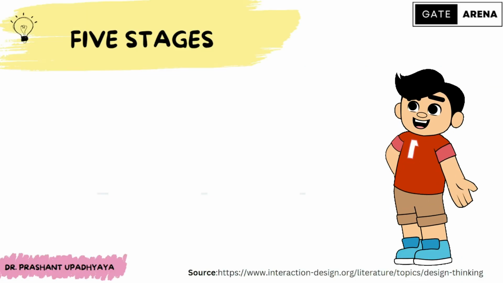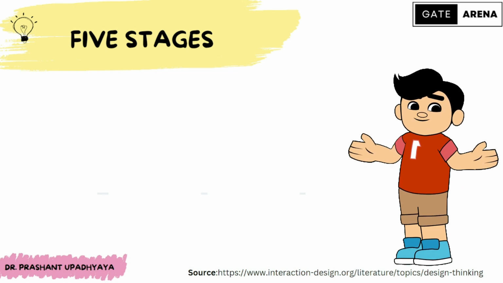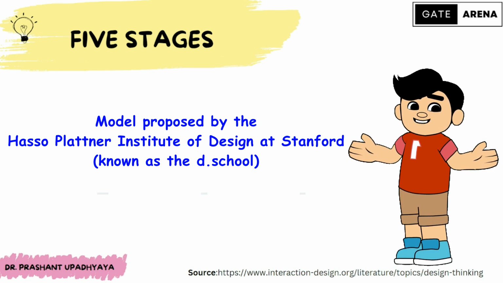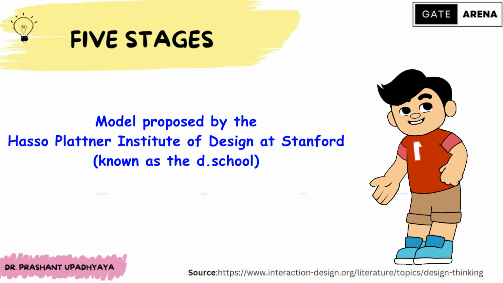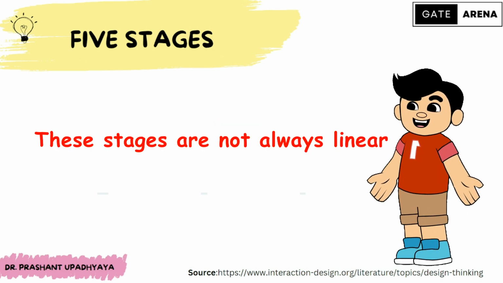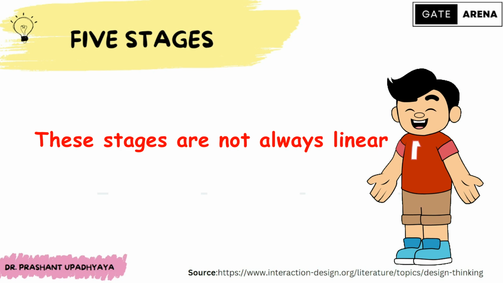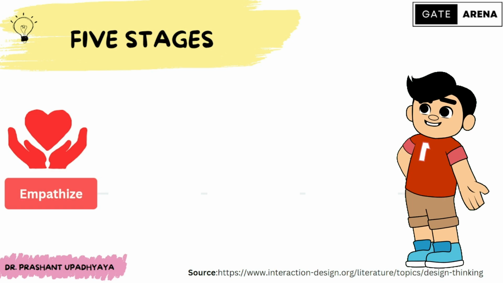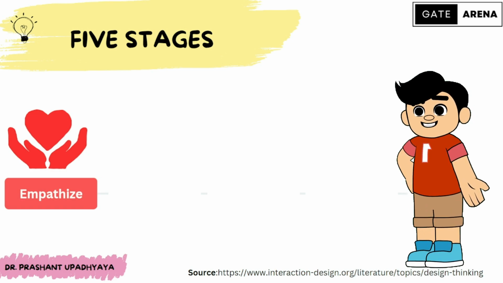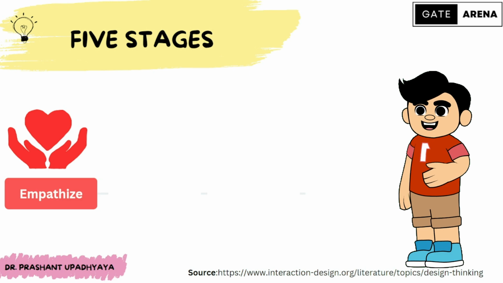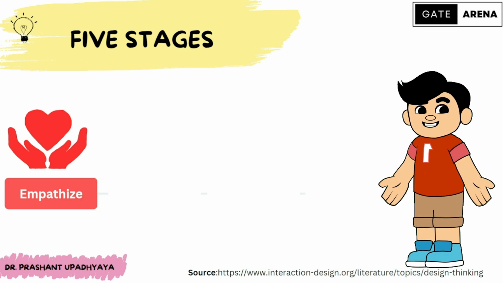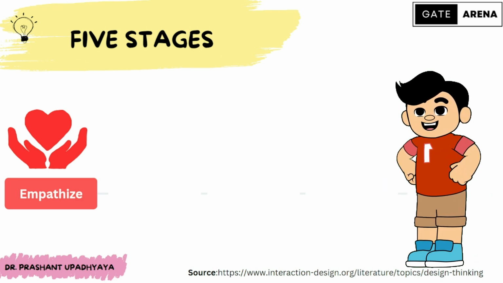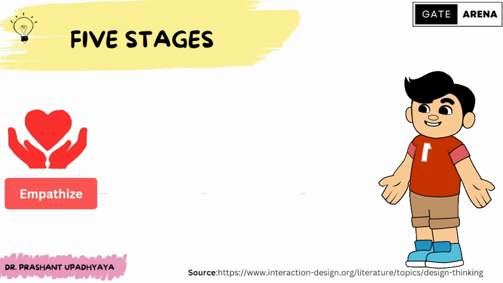When we are talking about the 5 stages in design thinking, we talk about the design thinking model proposed by the d.school because of their expertise and the world-renowned techniques used to teach and apply design thinking. Though these stages are not linear and can be revisited as needed, the first stage of design thinking is the empathize stage. In this stage, the focus is on understanding the user and their needs. Designers gather insight through observation, interviews, and other methods to gain a deep understanding of the user experience, motivation, and challenges.